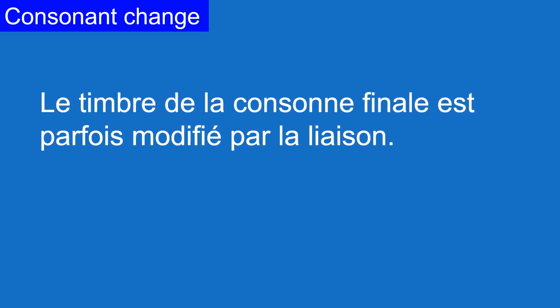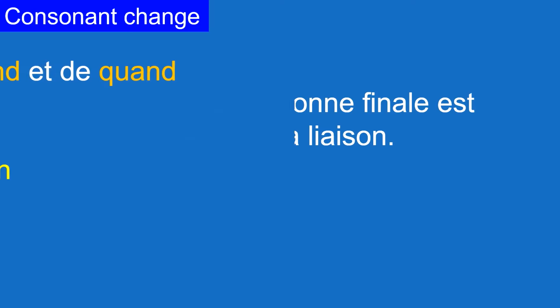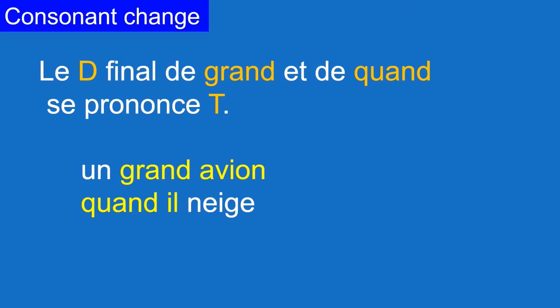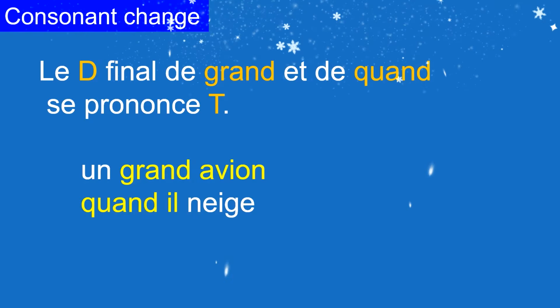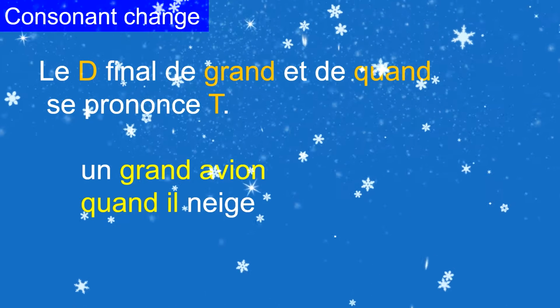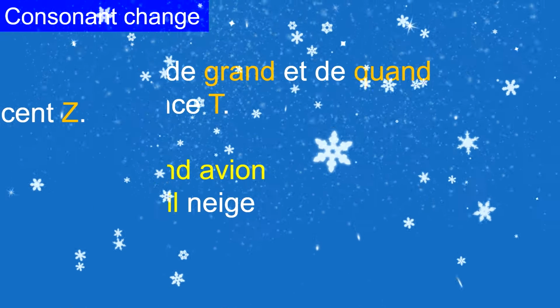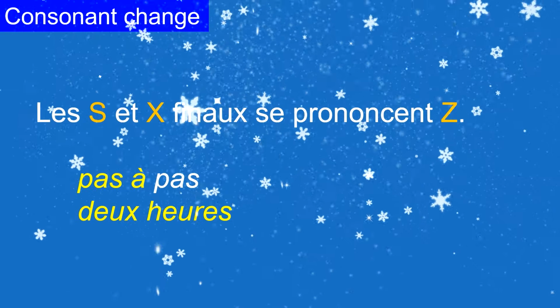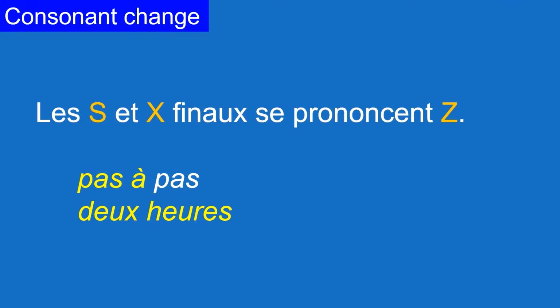When making la liaison, the sound of some consonants will change from their original sound. The final D in grand and quand will sound like a T. Un grand avion, a big plane. Quand il neige, when it snows. That's also the case of the S and the X that will sound like a Z. For example, pas à pas, step by step. 2 heures, 2 o'clock.